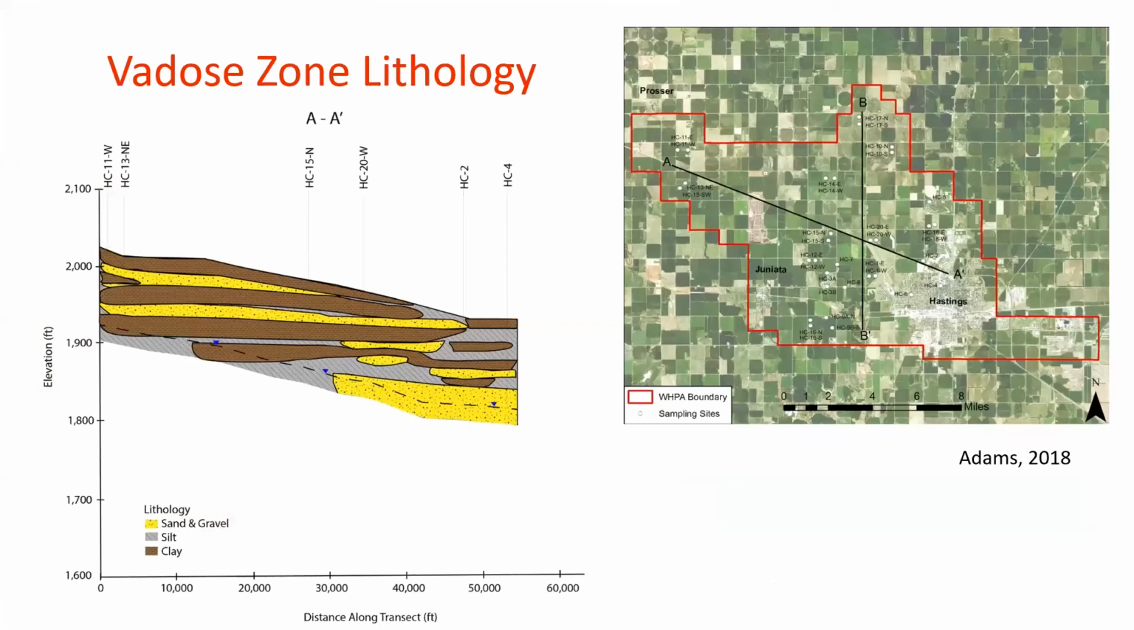Craig did a nice job of describing the vadose zone. This shows a transect from the northwest to the southeast, ending in the city of Hastings. We see interbedded sands and gravels in the vadose zone with a considerable amount of sand and clay. So these are relatively tight textured soils, sediments beneath the crop root zone, but we still see evidence for quite a bit of nitrate leaching through these vadose zone sediments.